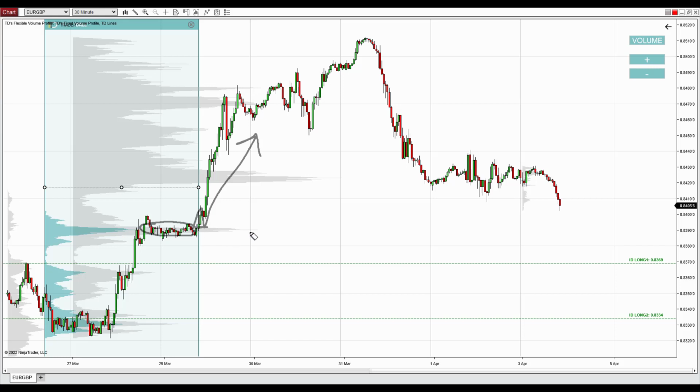So that's why I don't consider this a strong support. Alright, maybe the price will react there, but trading this would be a bit more risky than trading this one and this one, at least in my opinion.